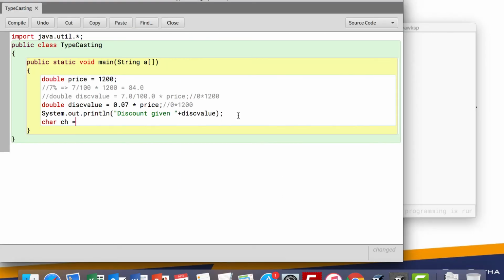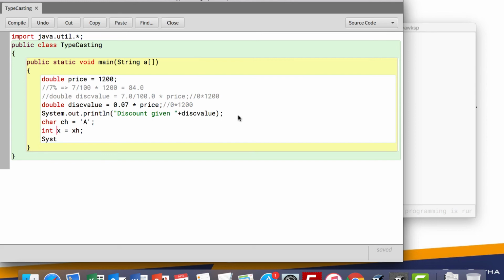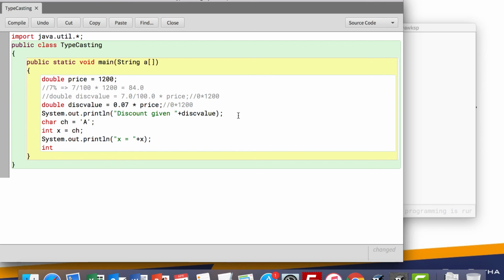We have a variable ch, say value is a. We want to store it in a variable of type int, and we print the value of x. Same way, now I create a variable of type double and I say d is equal to some value. Now I try to create a variable y and I try to store d over there.